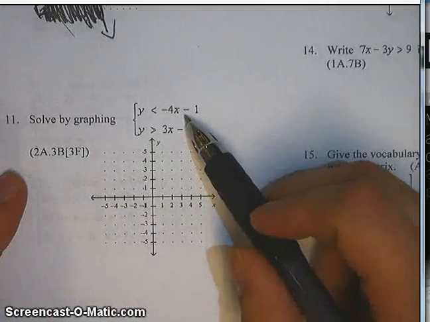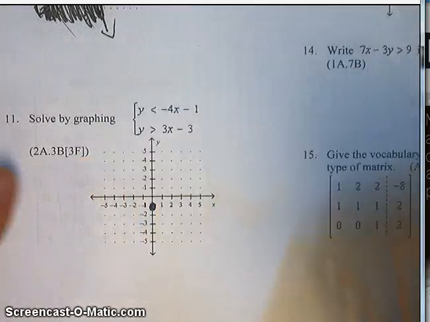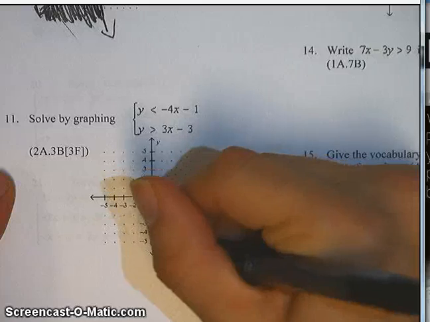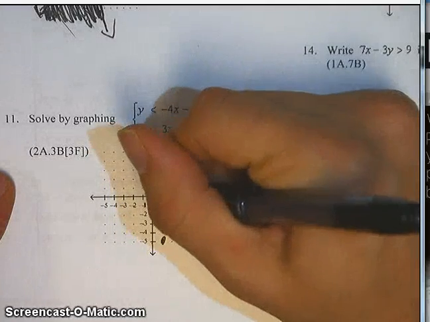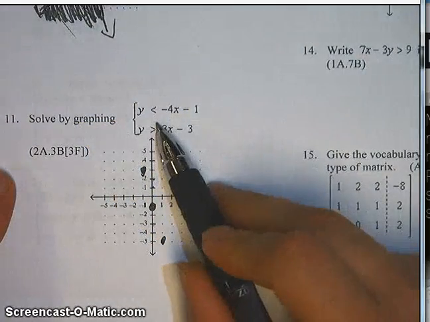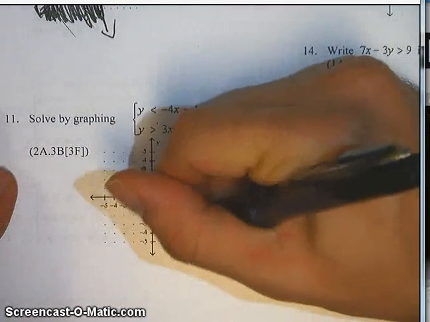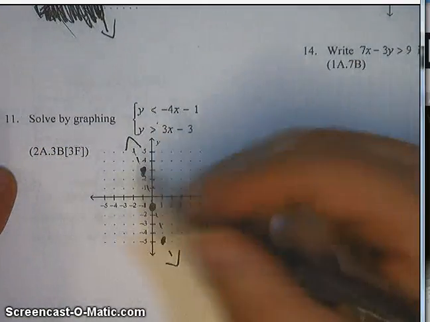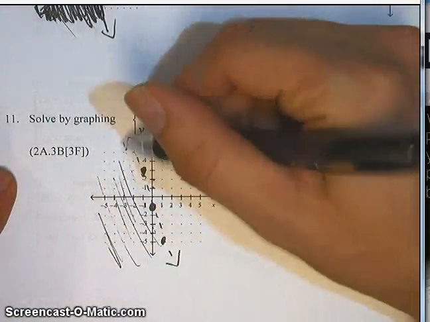So this one is negative 4x minus 1. Put a dot at the y-intercept. Negative 4x means down 1, 2, 3, 4, right 1, or up 1, 2, 3, 4, left 1. Now this is just less than, so it's going to be a dashed line. And it's less than, so it's shaded below the line.